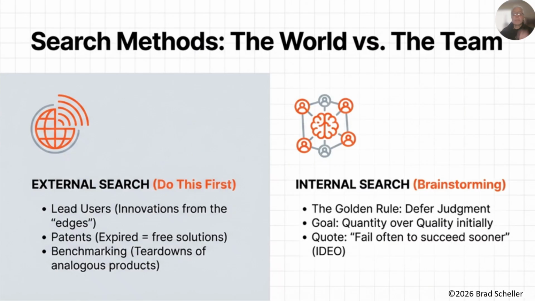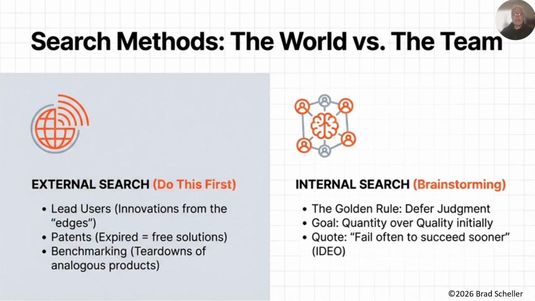So I mentioned 2 types of searches, the external and internal. And here's a counterintuitive insight. You should do external search first. Now, most teams jump straight into brainstorming. That's internal search. But this is backwards. Before you invent something, find out what already exists.